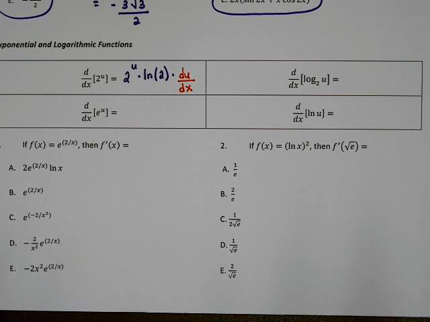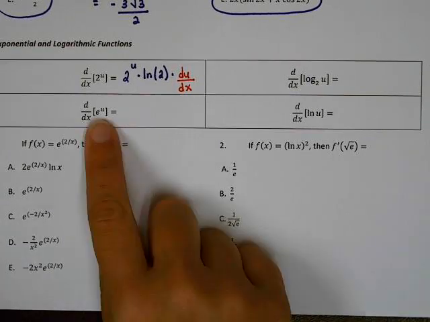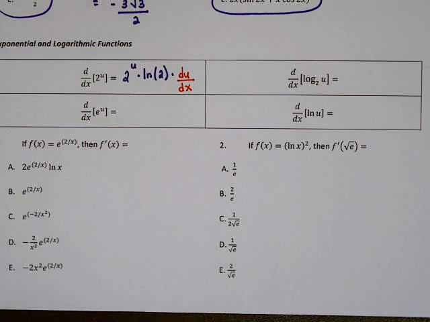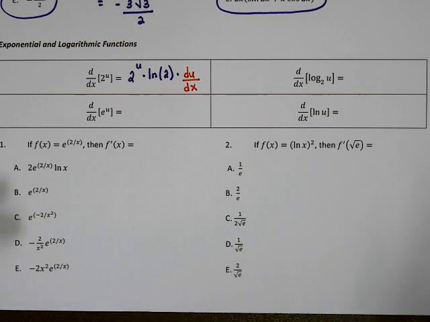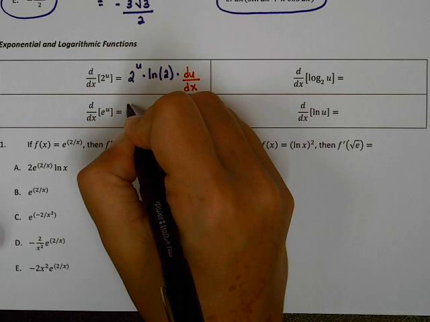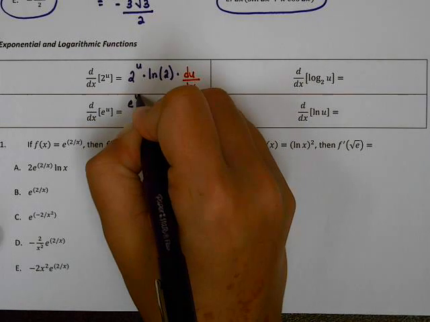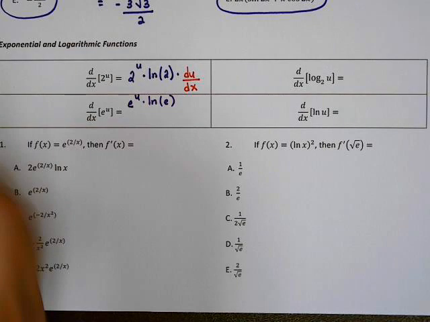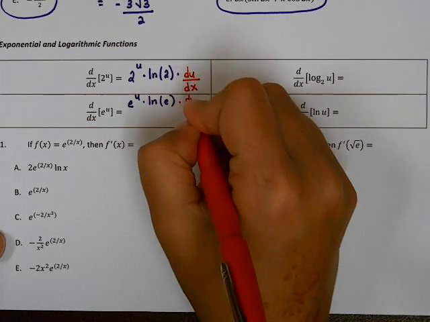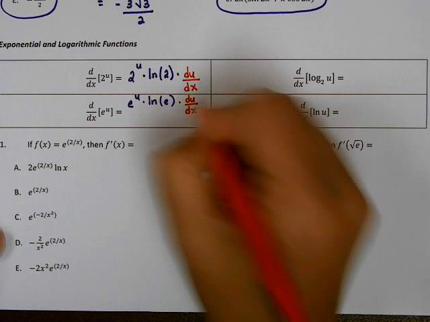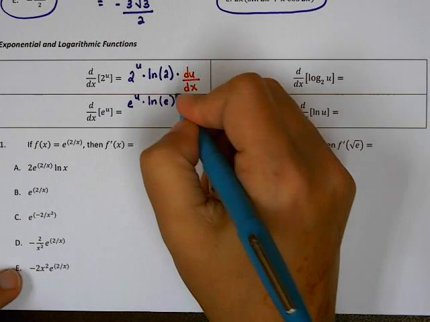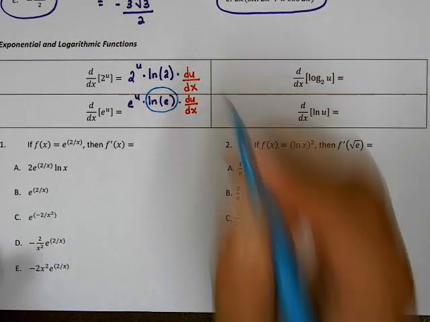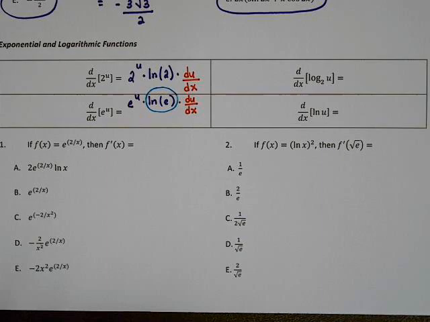Now, this becomes a little bit more of a specialized rule when we're using e. So when we're using e and we apply the same rule, because e is just a number, just like the number 3 basically, we would have e to the u times the natural log of e times du over dx. But we know a special rule about the natural log of e. The natural log of e is worth 1.